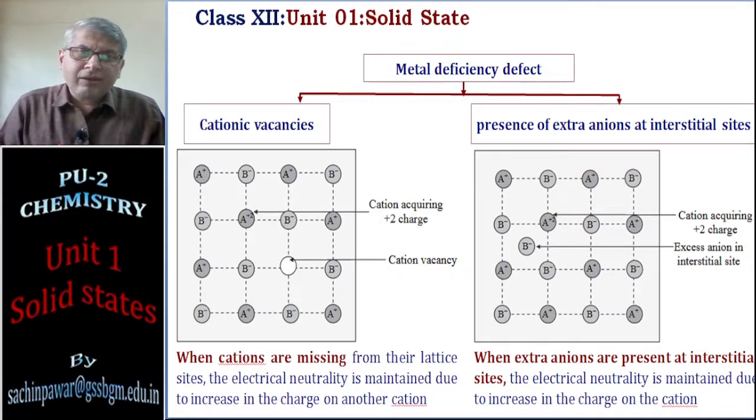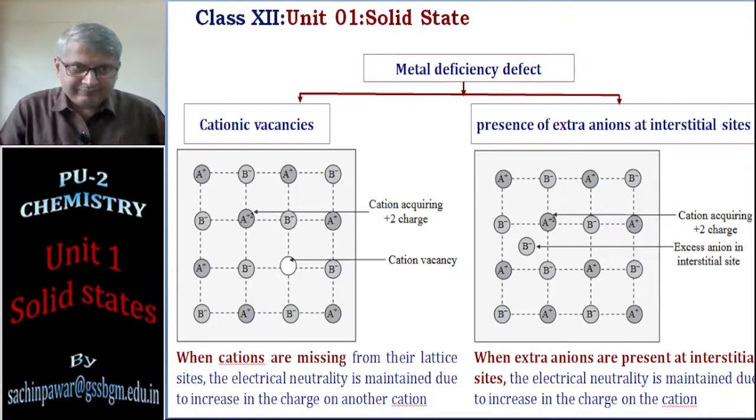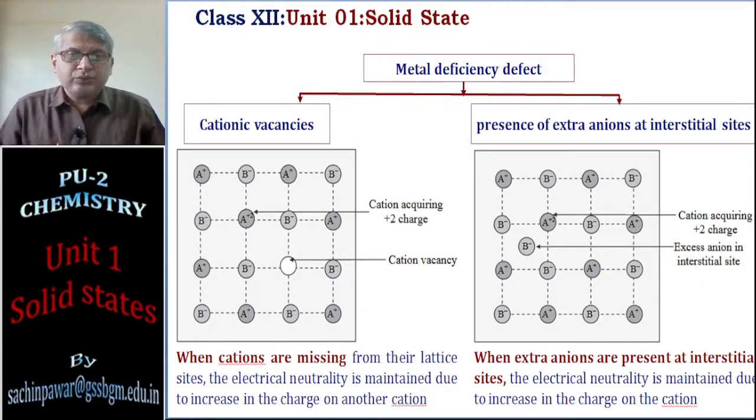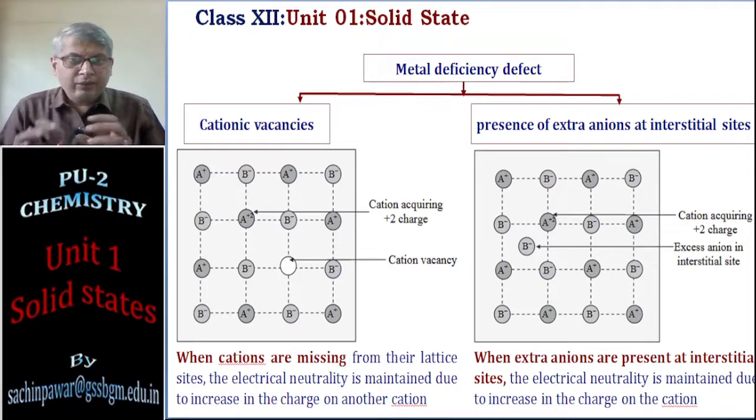In case of metal deficiency defect due to extra anion, when an extra anion is present, it means there is one extra negative charge. A negative charge has increased. So to compensate that, to make the neutrality, that is positive and negative charge equal, some neighboring cations, you see here, acquire some higher positive charge, so that the number of positive charges becomes equal to the number of negative charges, and that is one of the requirements for metal deficiency defect to take place.